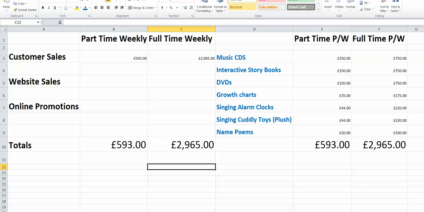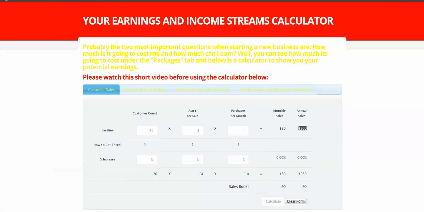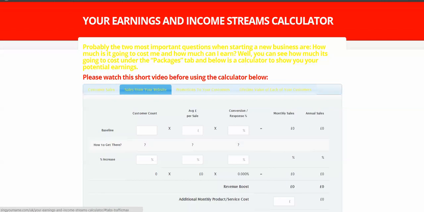Now, let's move on a little bit, because there are other income streams. When we hit the tab here, sales from your website, every customer you get, in actual fact, everybody you know, even customers you don't have, will be happy to give you their email address that you can put into your database, because this is an extremely non-threatening business. It's about children and children's products and personalized children's products.